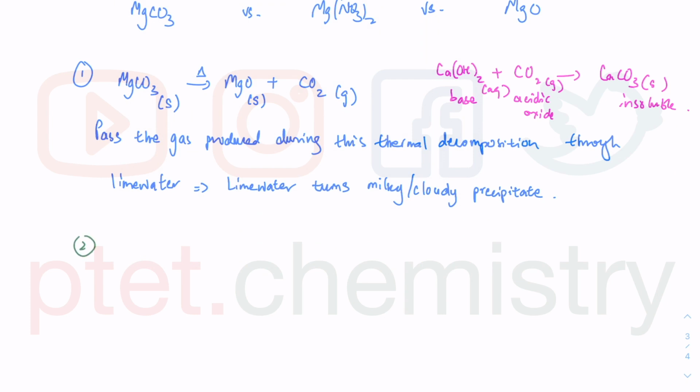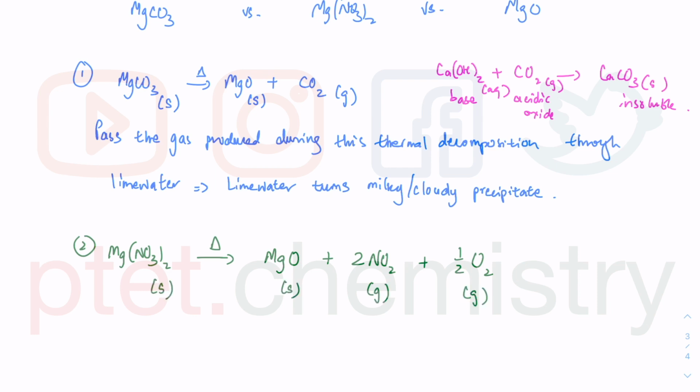On to the second one, so you have magnesium nitrate. This is a lot easier because the gas will be colored. As you decompose, you're going to get magnesium oxide, NO2 gas, and oxygen gas. We have 2 nitrates, so we get 2 NO2, and we have 1 oxygen and 4 oxygen, so 5 oxygen. We have 6 oxygen there, but we have an oxygen molecule, so we just need to put a half in front of that. Oxygen gas itself is colorless, but NO2 is a brown gas.